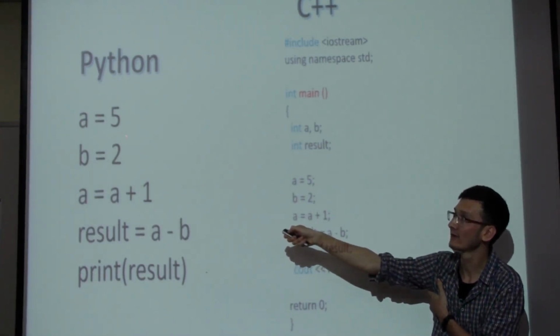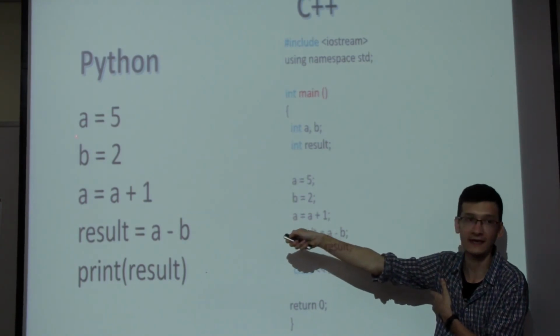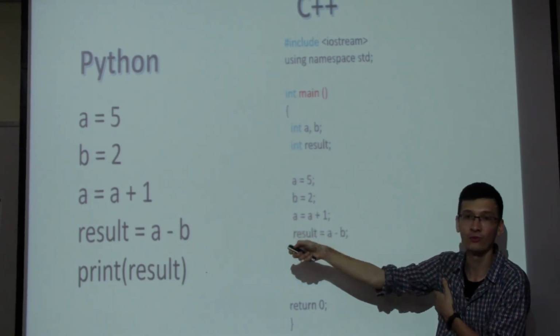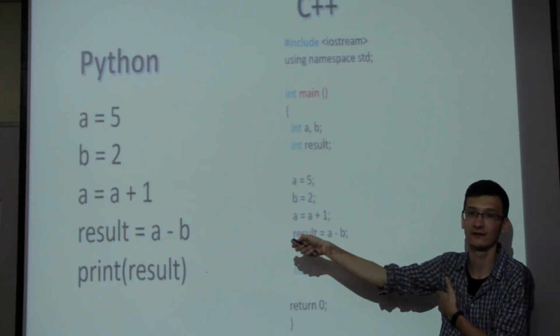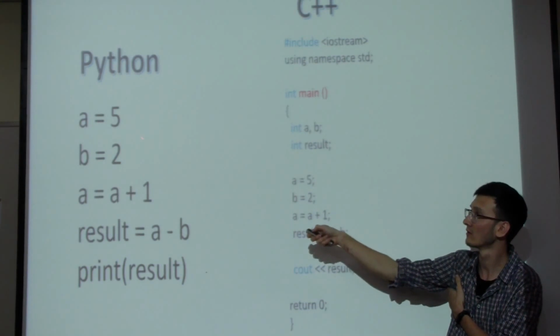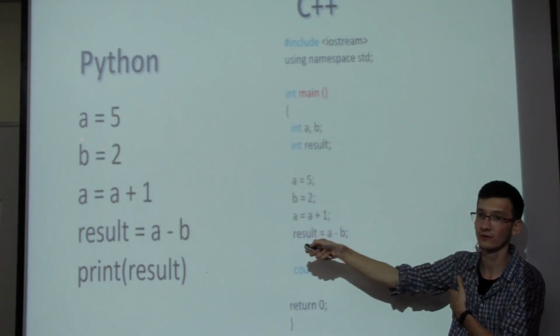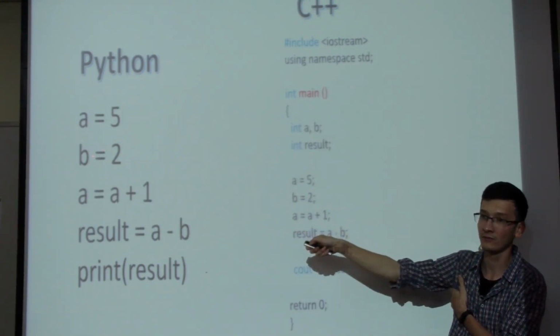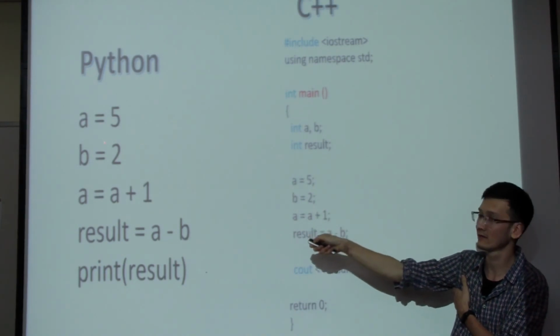We gave 5 and 2 to A and B. 5 and 2, what kind of data is there? Integer. We are just giving numbers.